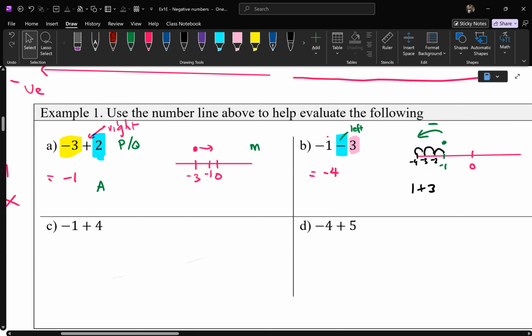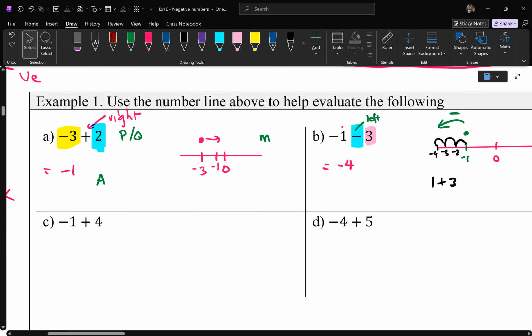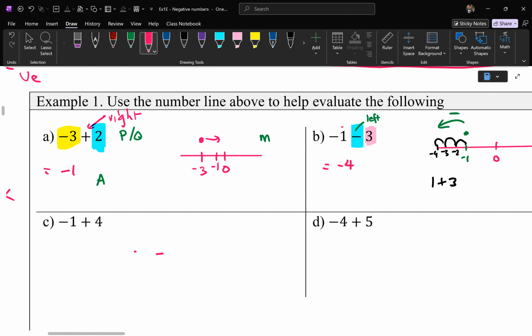Next one, C. -1 plus 4. Let's have a go with this one. -1, same thing again. I'm going to draw a number line. We already know it's on the left side, so -1. Here's my dot. Plussing. Which direction am I going, Losalia? Am I moving to the right or am I moving to the left? To the right. But how did you know that?